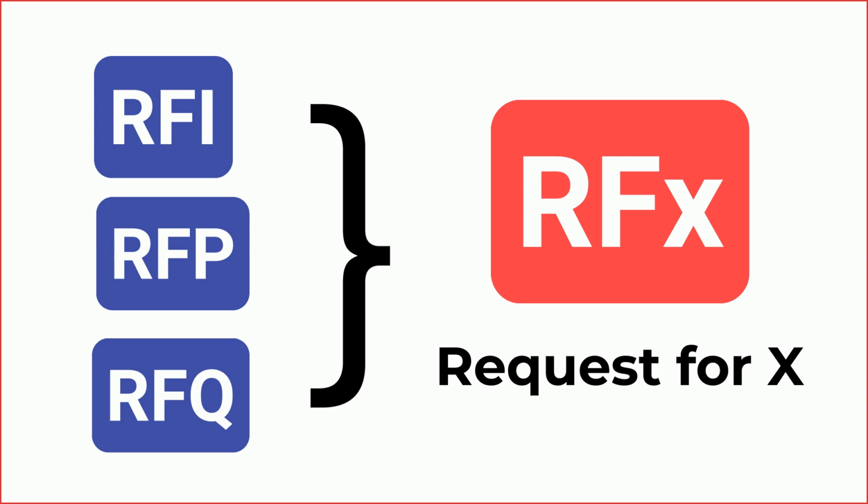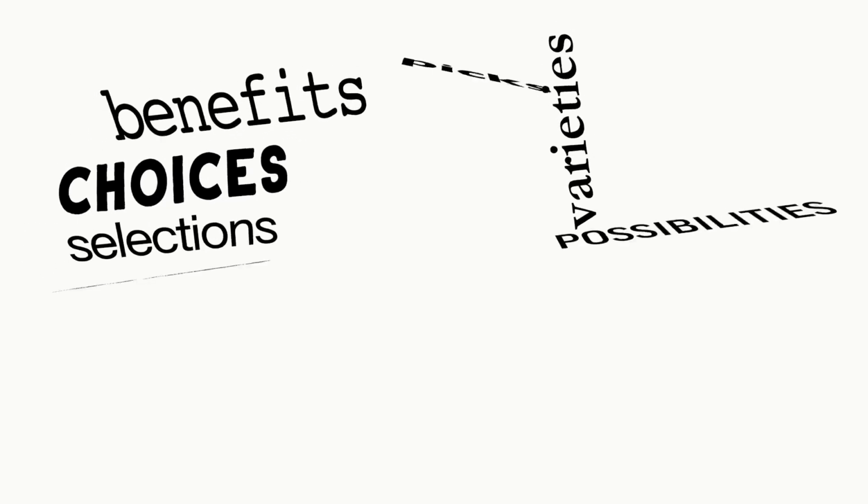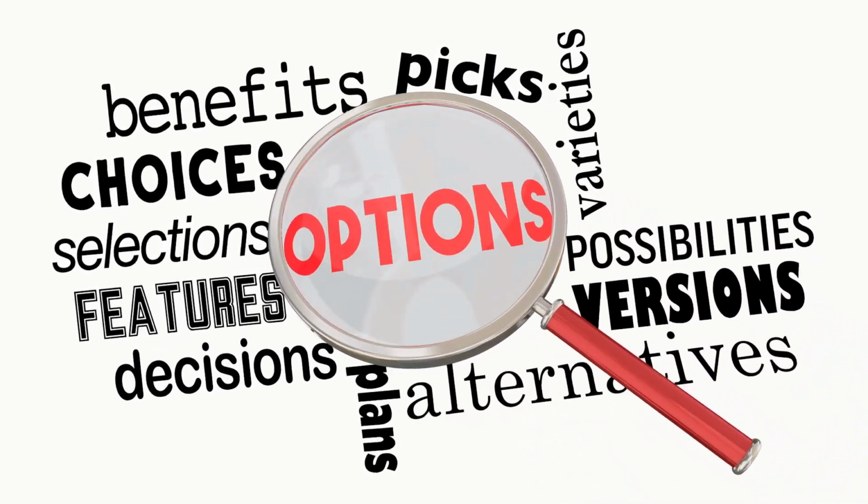RFI, RFP, and RFQ are all part of the RFX family, which essentially means request for X. These documents help you interact with the suppliers and gather the information you need to make better decisions. But here's the thing, while their names sound similar, they serve different purposes. So let me explain. RFI, request for information. Think of this as an open-ended, we want to learn. You use an RFI when you're exploring options in the marketplace, but you don't know yet exactly what you need or what's available out there.